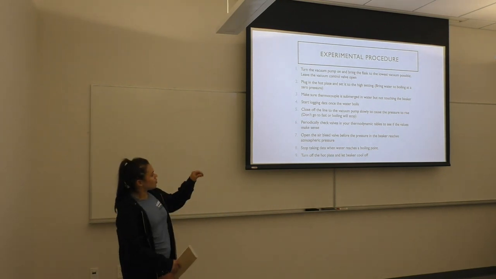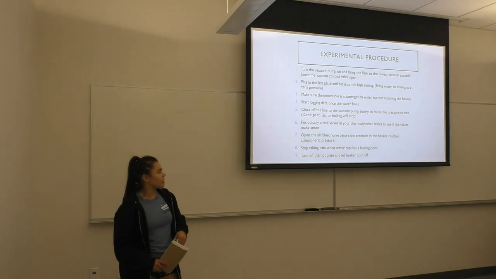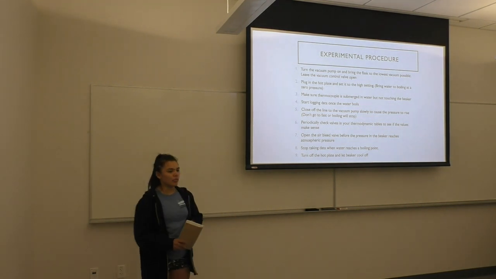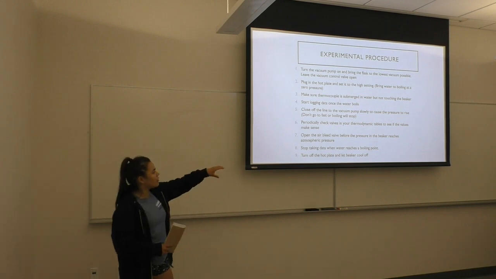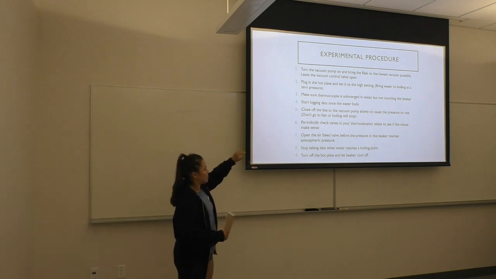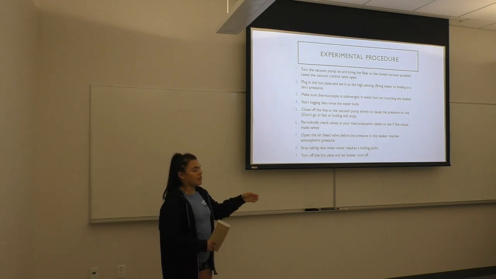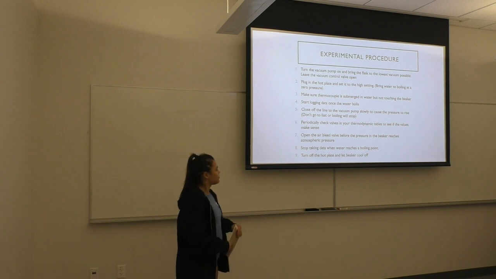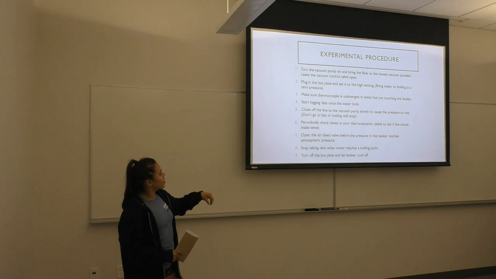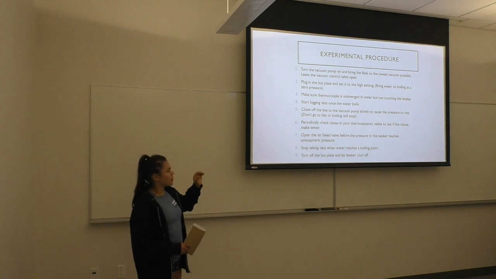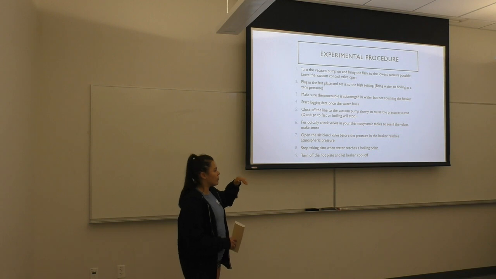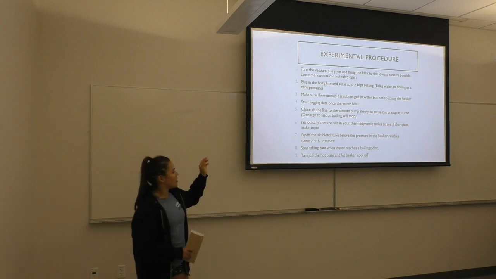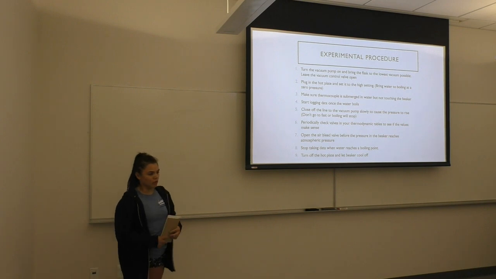All right. Then, once the water starts to boil, we're going to start logging the data. And we'll close off the line to the vacuum pump, and we'll slowly cause the pressure to rise. Periodically, we'll check the values. We're going to check the values that we are getting to see if they match the same values in the thermodynamic steam tables. Then we'll open the air bleed valve so the pressure can reach atmospheric pressure. Then we'll stop taking data whenever the water reaches a rolling boil. And then we'll turn off the hot plate and let the beaker cool off.